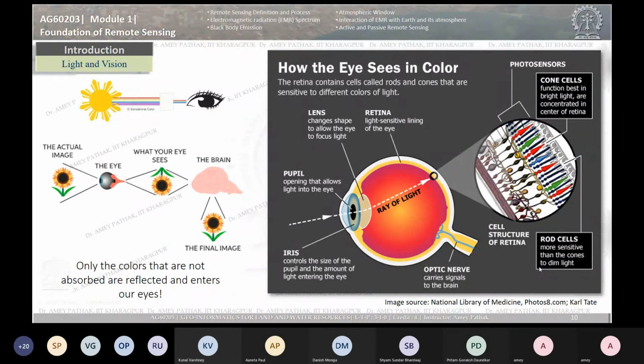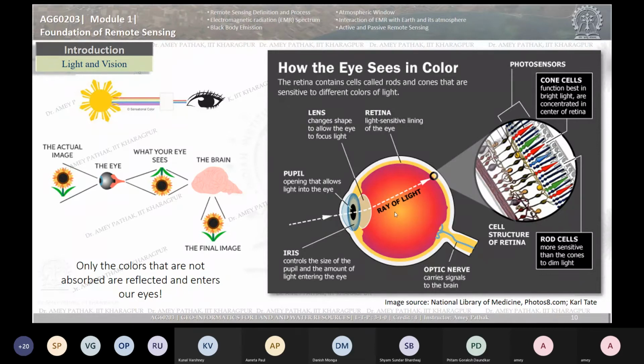Again, the same thing is explained here. Solar energy, visible electromagnetic rays, are incident on the object, and our eyes can only see the shades of red, green, and blue. Our eyes look at the object, and the image generated by our eyes is inverted, but our brain perceives that this is an image of a flower.